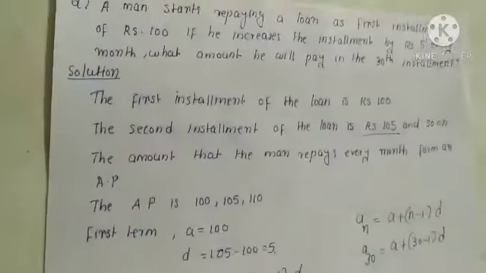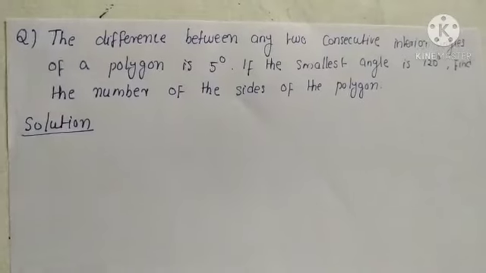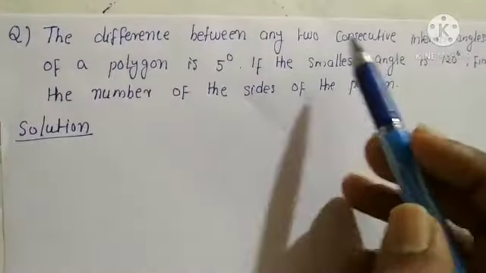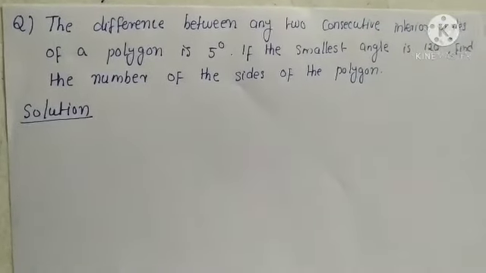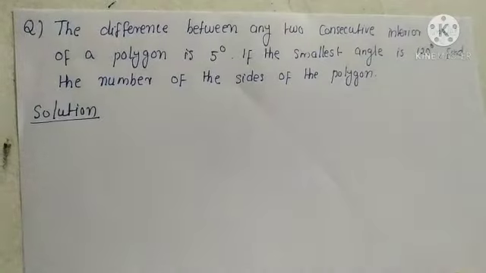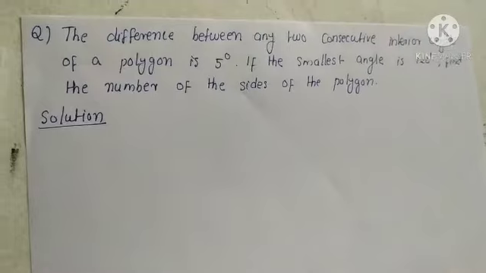Okay, so it's an easy question. This is our last question. The difference between any two consecutive interior angles of a polygon is 5 degrees. If the smallest angle is 120 degrees, find the number of sides of the polygon. So let's start the solution of this question.